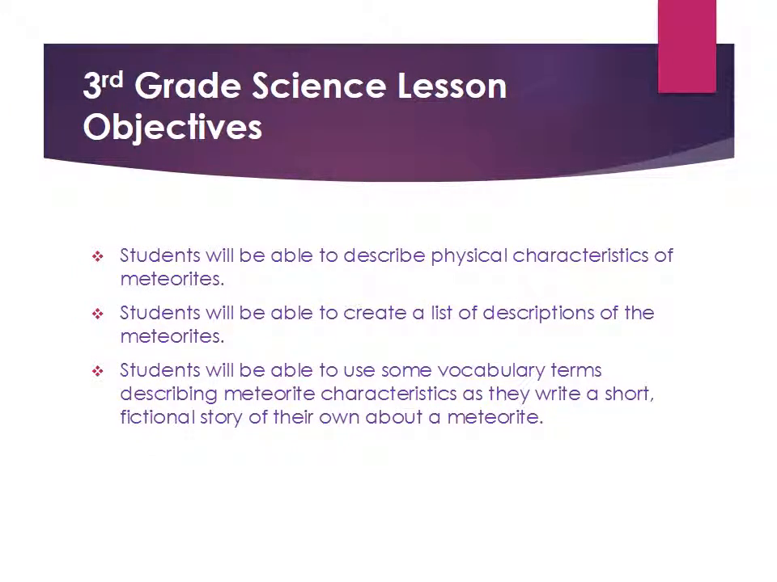Third grade lesson objectives. By the end of this lesson, students will be able to describe physical characteristics of the meteorites, create a list of descriptions of the meteorites, and use some vocabulary terms describing meteorite characteristics as they write a short fictional story of their own about a meteorite.